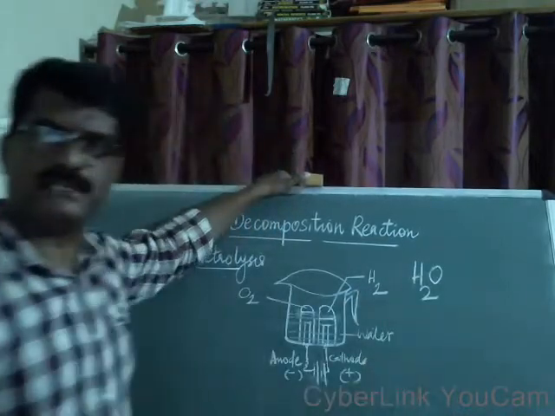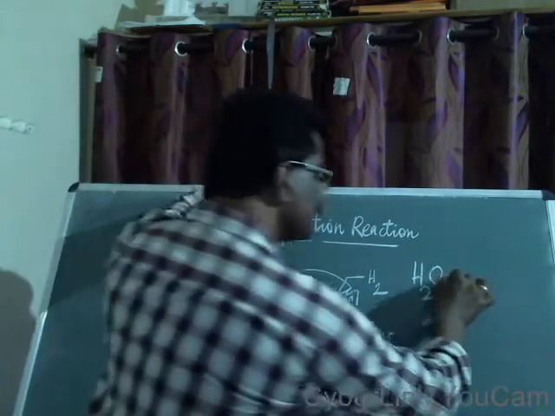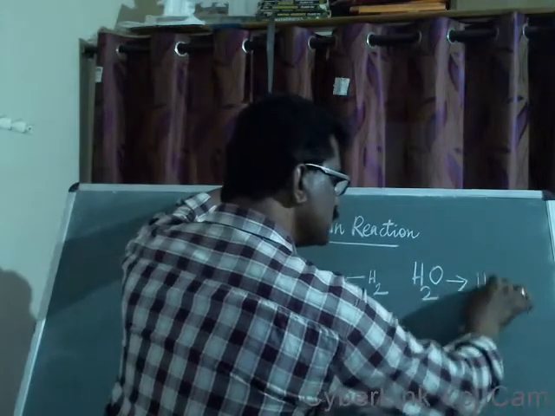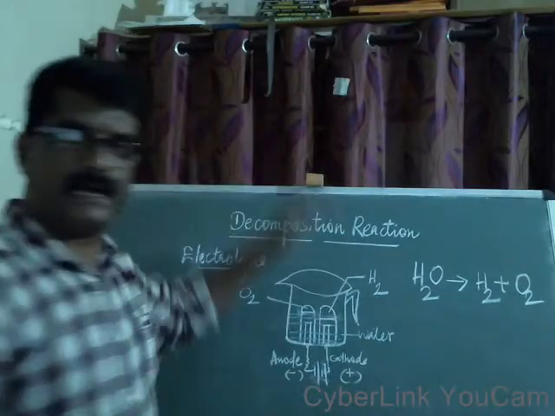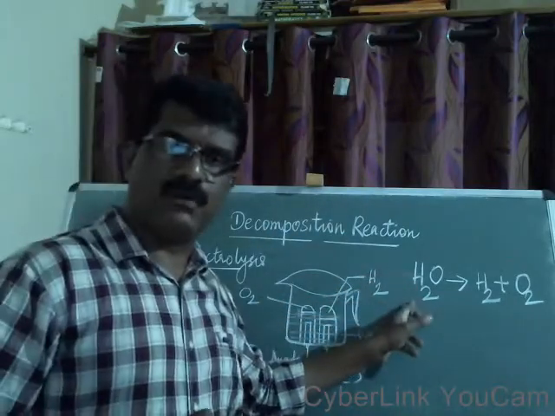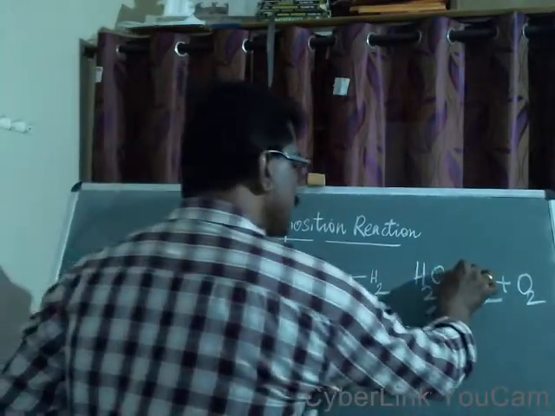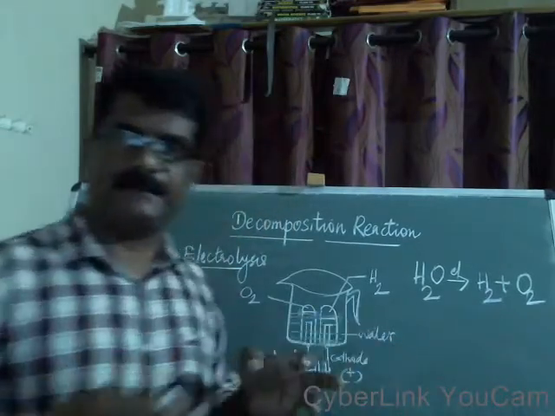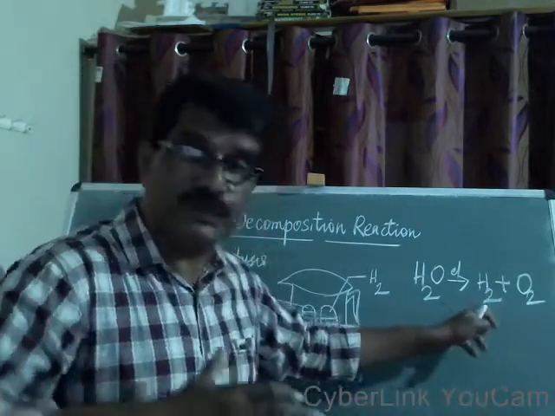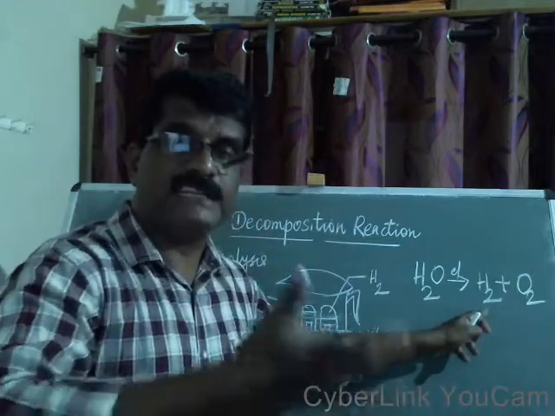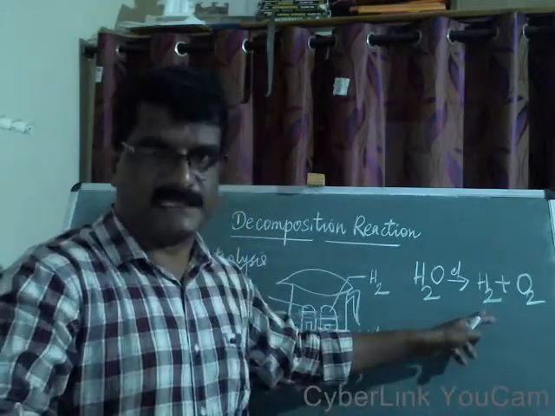Okay, when water undergoes electrolysis, the water molecule H2O undergoes electrolysis to produce hydrogen and oxygen. So a single molecule, the water molecule, when it undergoes electrolysis, in the presence of electric current, undergoes decomposition to produce 2 products. Therefore, it is an example of electrolysis.